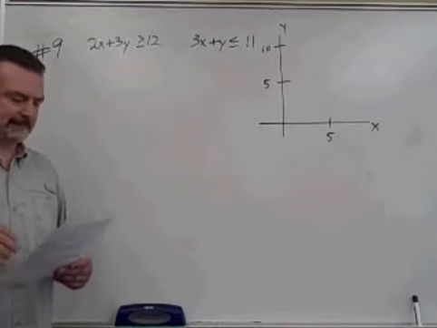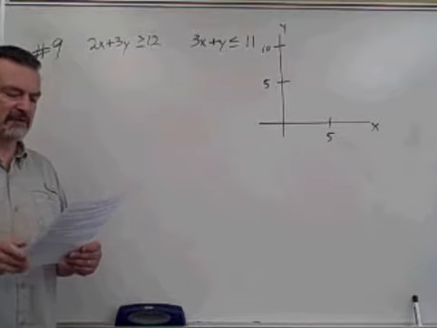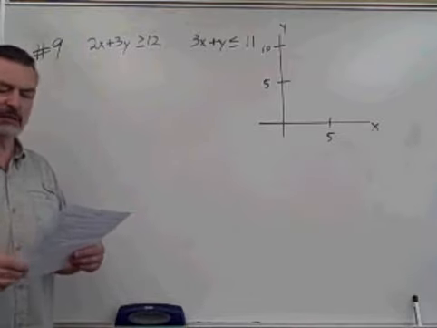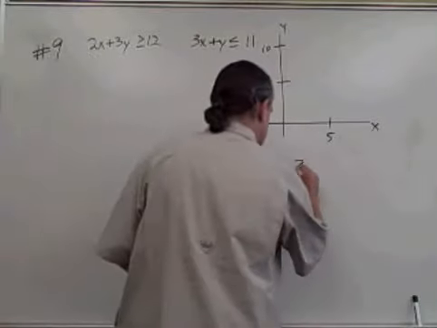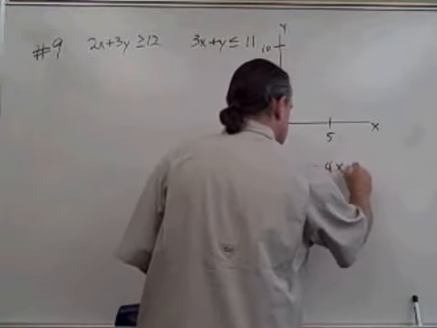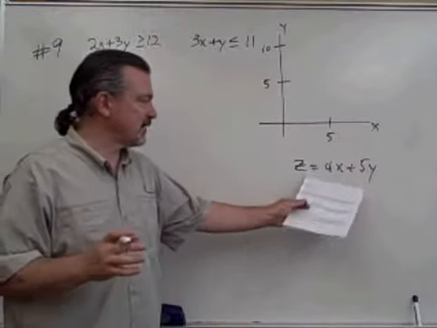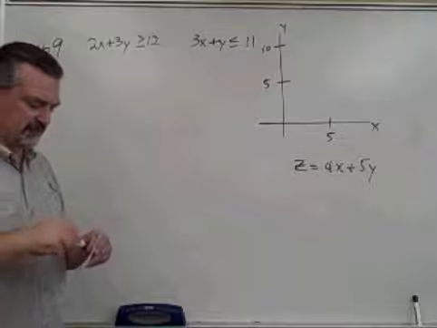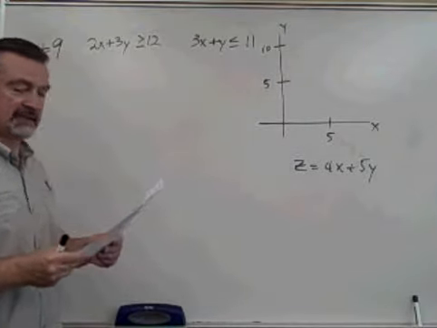Let's look at problem 9. Problem 9 says find the maximum and minimum values of the objective function z equals 4x plus 5y. So I want to find the maximum value and the minimum value of that objective function, subject to the following constraints and non-negative conditions.